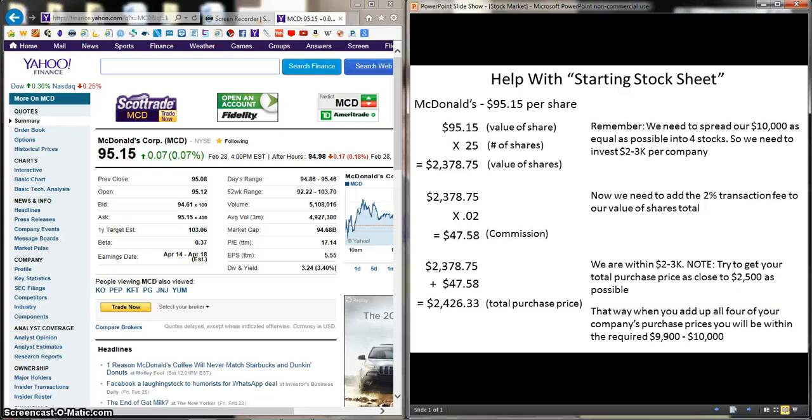Okay, so I went ahead and did how we found one of our companies, how we calculated the math, and we logged one of our companies. Hopefully this is helpful. You are going to need to find your four companies, follow these steps, and calculate the values of our shares and our total purchase price in order to fill out your starting stock sheet that is going to be due on Monday.